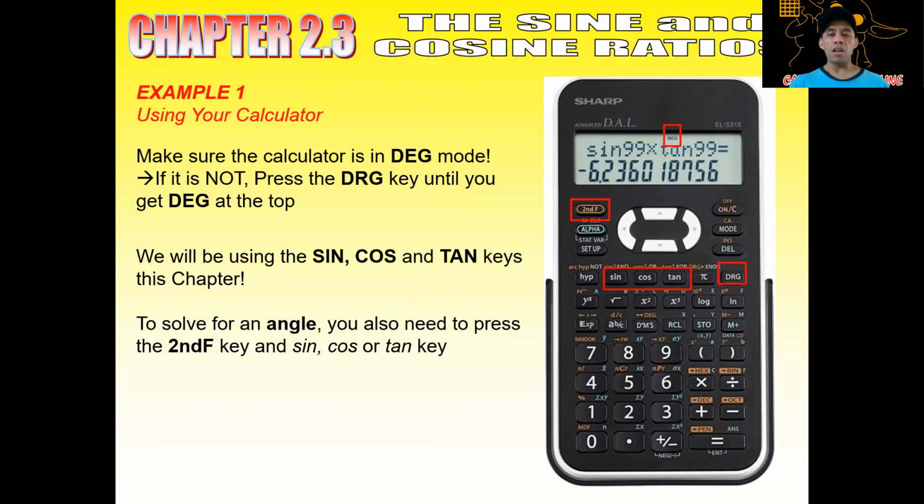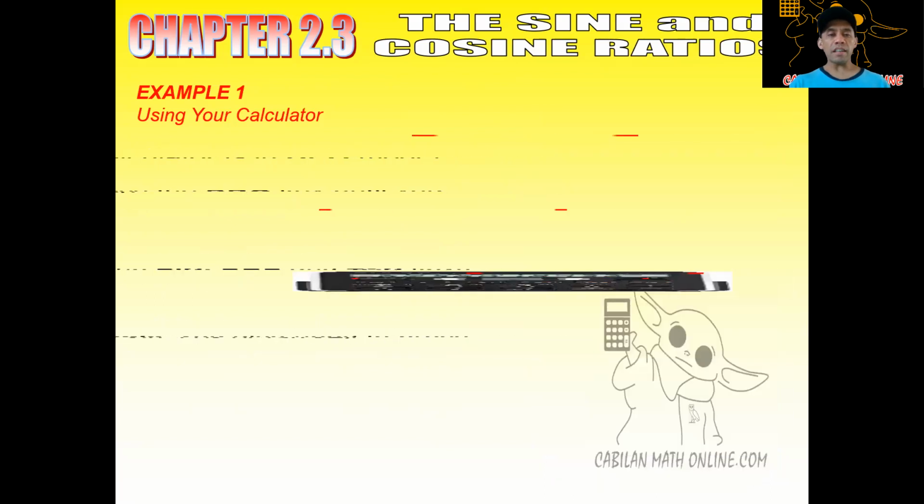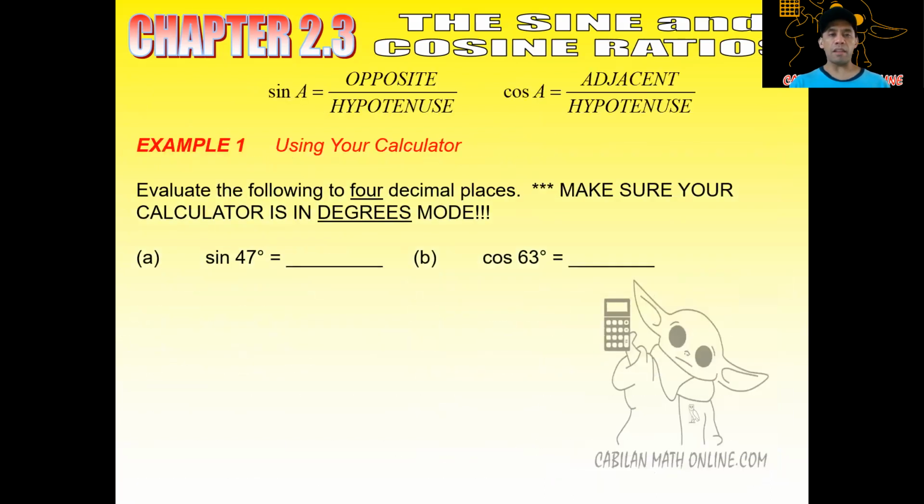All right, so let's take a look at how to use the calculators. The first thing we want to do is make sure that our calculator is in the correct mode, which is degrees mode. So if you punch in sine 47 in your calculator, and like I said, if you have a newer calculator, just punch it in the way you would, like that, and you press equals.